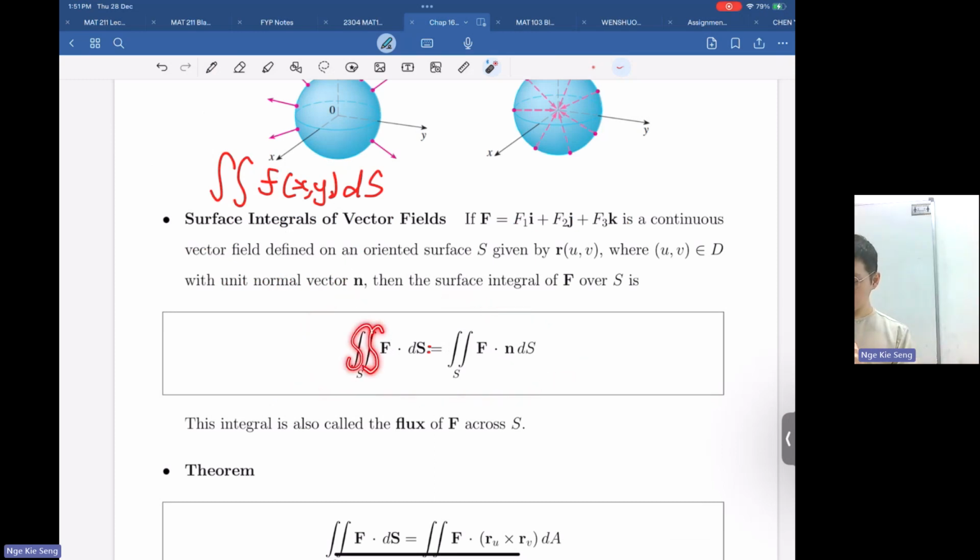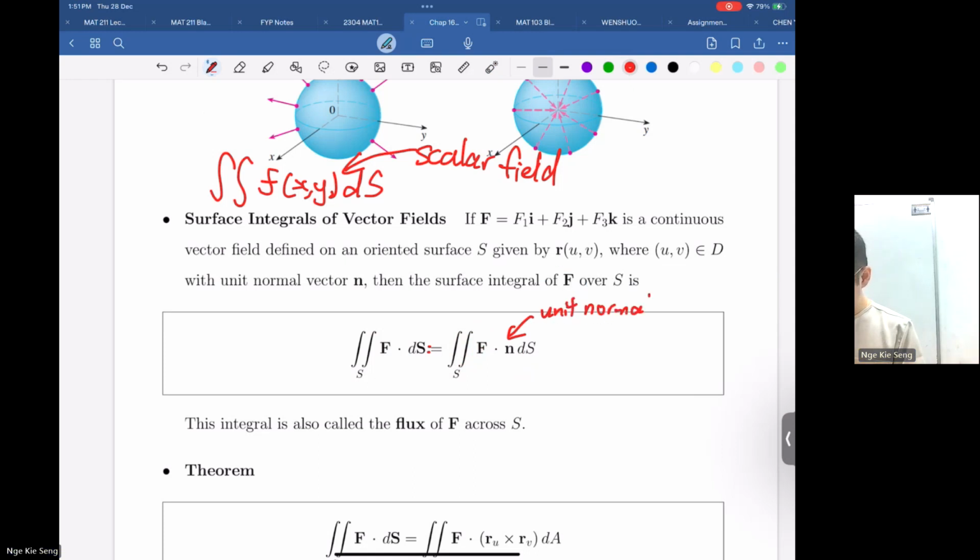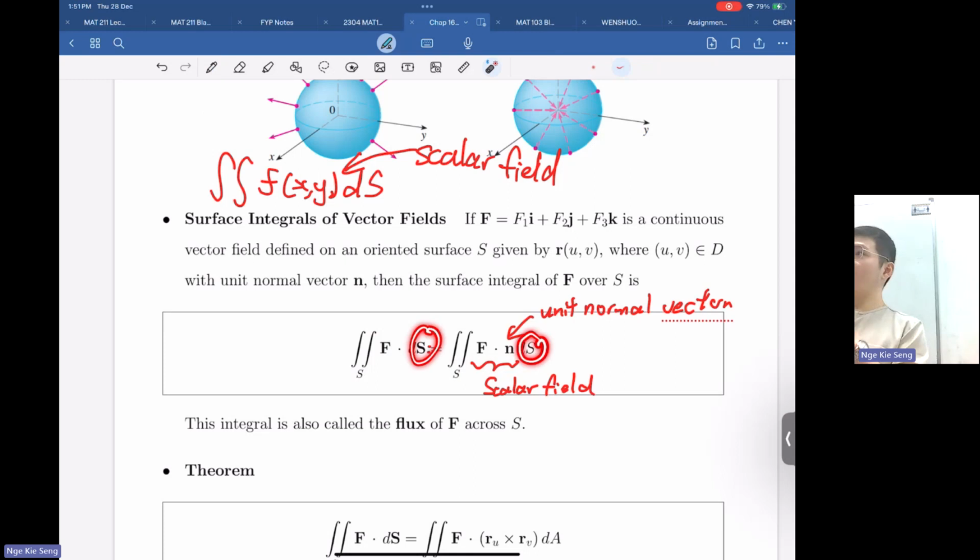So if you want to compute a surface integral of a vector field, not a scalar field, previously we had a scalar field, now we have a vector field. Then we need to dot with the surface dx. This is equal to the surface integral of F dot the unit normal vector. If you dot these two vectors together, you get a scalar. So that's why you see there's a bold x and a normal x here.